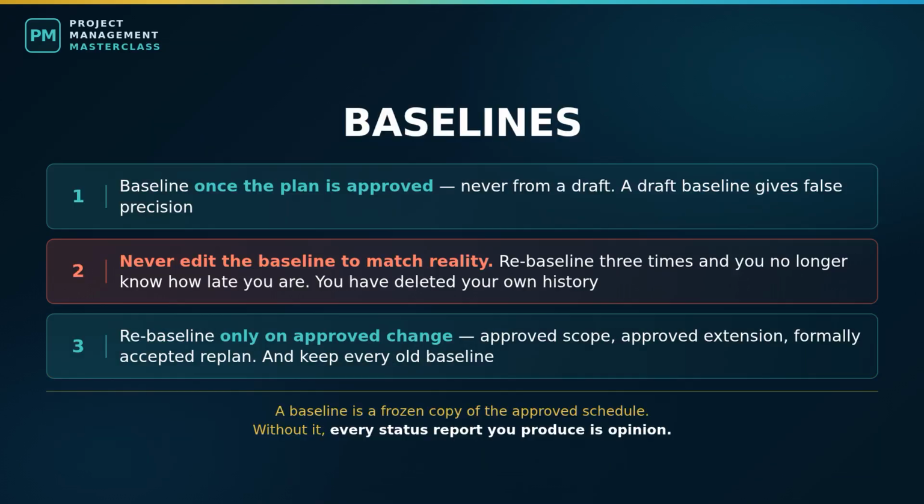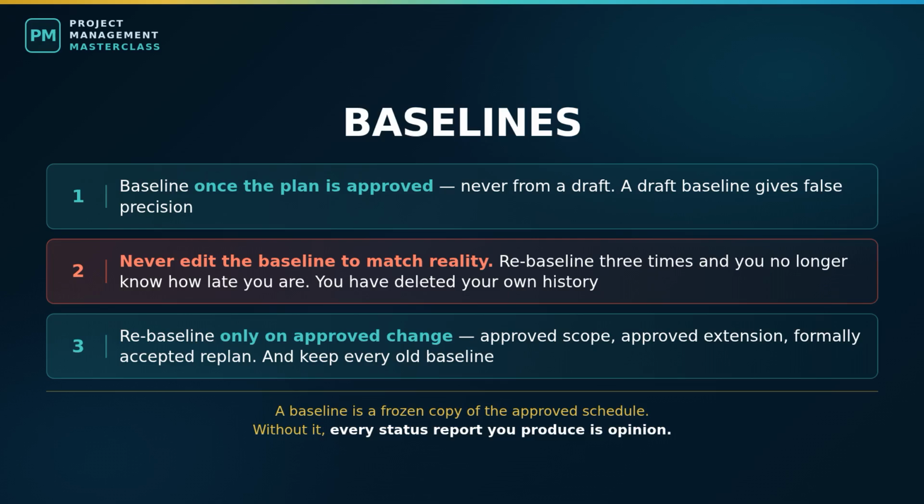None of this is worth anything unless you can tell whether you are ahead or behind, which requires a baseline. A baseline is a frozen copy of your approved schedule. Saved, dated, never edited. Its only purpose is comparison. This is what we said, here is what happened. If you cannot measure variance, every status report you produce is opinion.